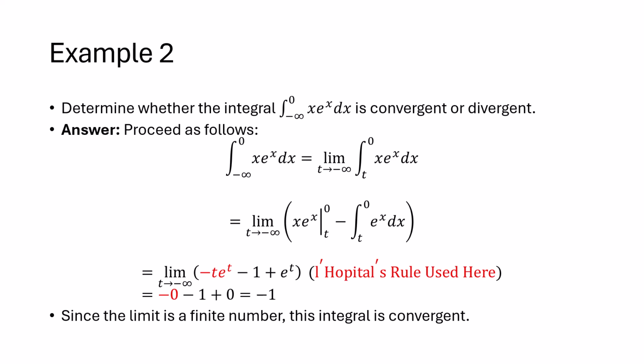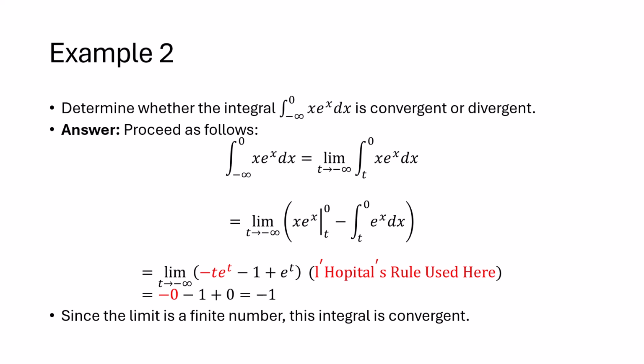Using integration by parts, we can evaluate that integral, and we get the limit as t approaches negative infinity of x e to the x from t to 0 minus the definite integral from t to 0 of e to the x dx. When we evaluate these integrals, we have the limit as t approaches negative infinity of negative t e to the t minus 1 plus e to the t.